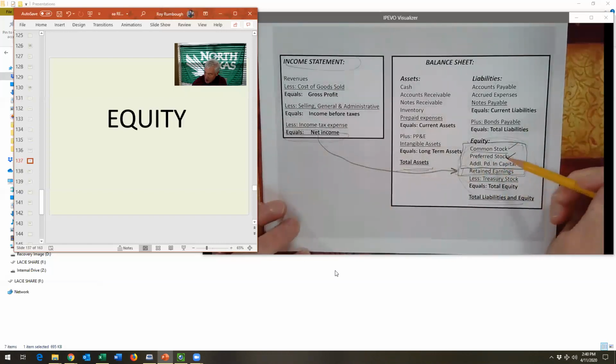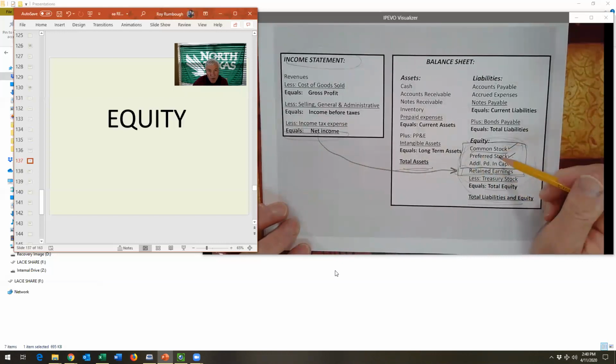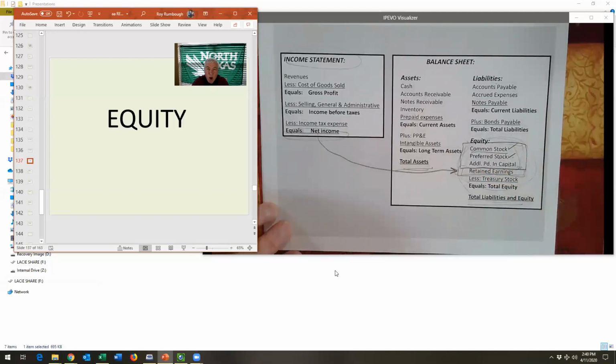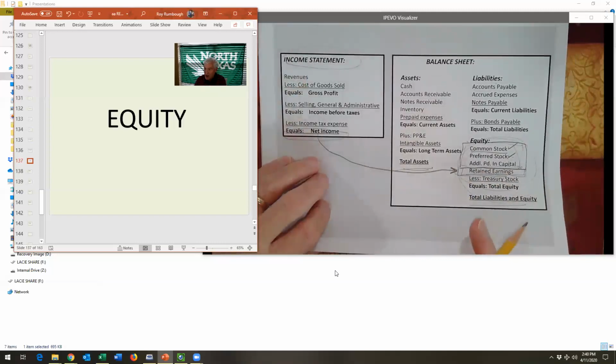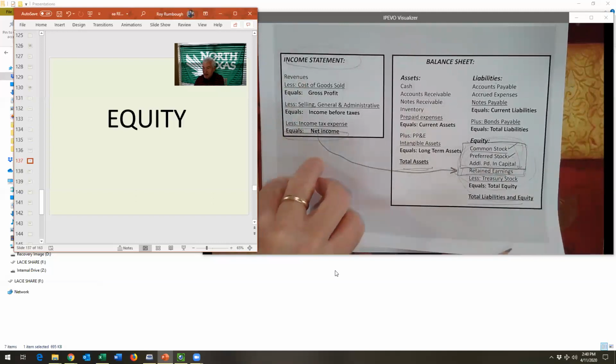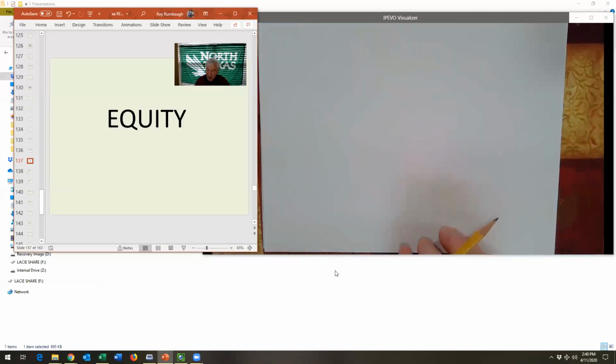But the thing you would have to know is common stock plus preferred stock. People are buying the preferred stock, giving the company money, plus additional paid in capital. We'll look at this in the journal entries in a minute. Those three elements make up what we call paid in capital. The next piece, again, retained earnings. And I repeat that a couple of times because I know that you're going to be tested on that. So let's look at the journal entries in a minute.